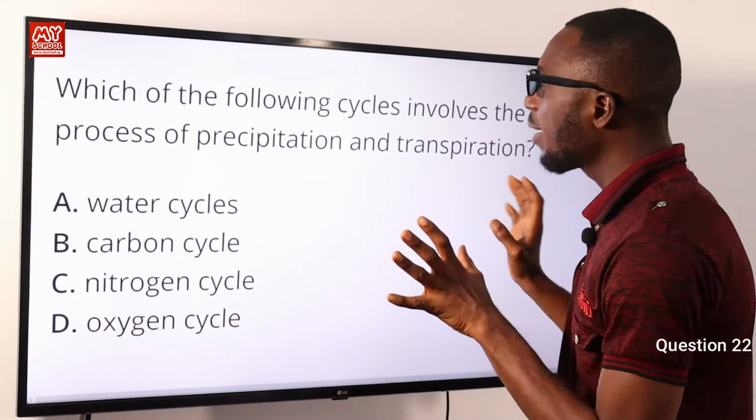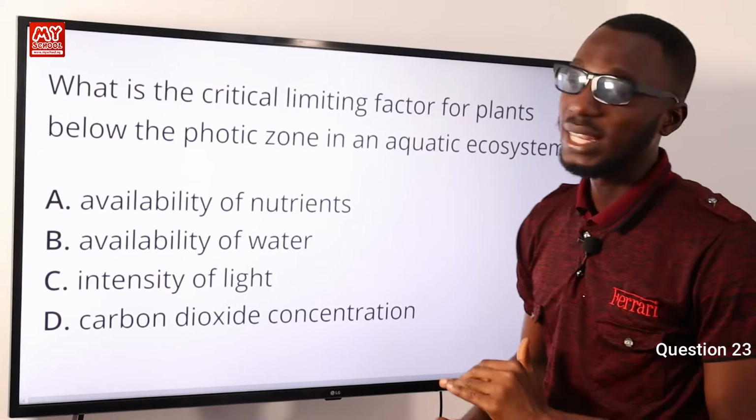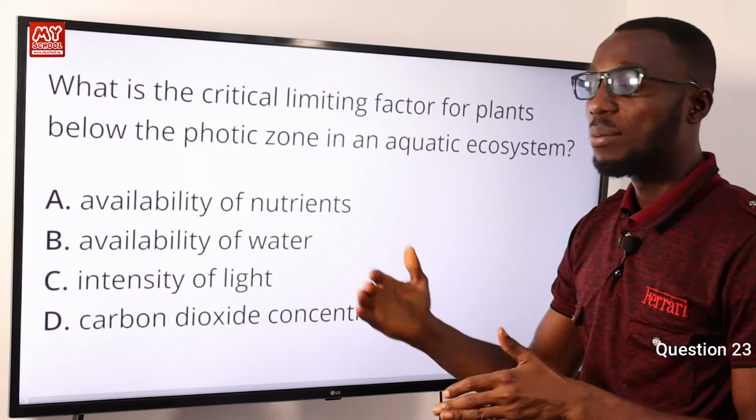Question 23. What is the critical limiting factor for plants below the photic zone in an aquatic ecosystem? The photic zone talks about the light zone where there is sufficient supply of sunlight, to be precise, and that is about 200 meters deep. Anything beneath the photic zone, we'll be having the twilight zone where there's a limited amount of light. Then the deeper you go, you have the dark zone, where there's an increase in pressure depending on how deep you go.